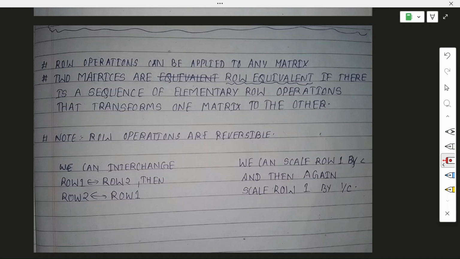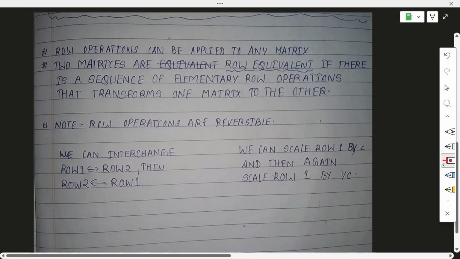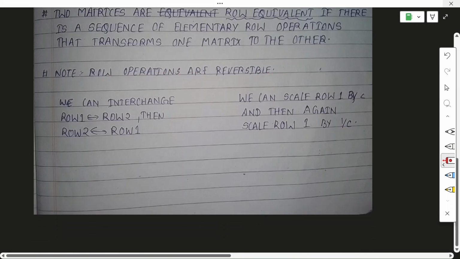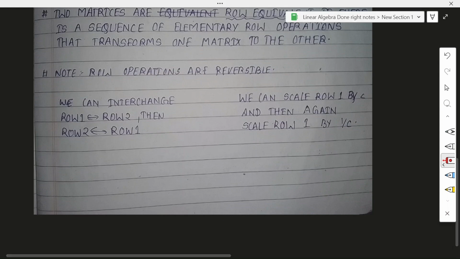Note, row operations are reversible. We can interchange row 1 with row 2, then we can also interchange row 2 with row 1, and that makes it the same. We can scale row 1 by c, and then again scale row 1 by 1/c, which makes them reversible. Row operations are reversible, we have to keep that in mind.